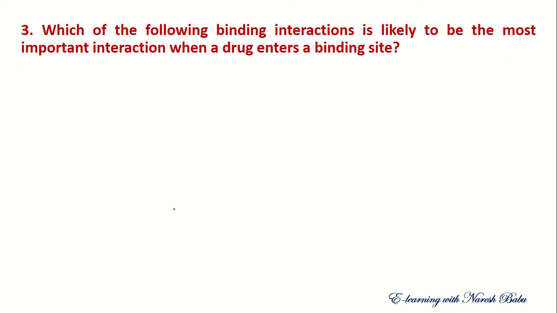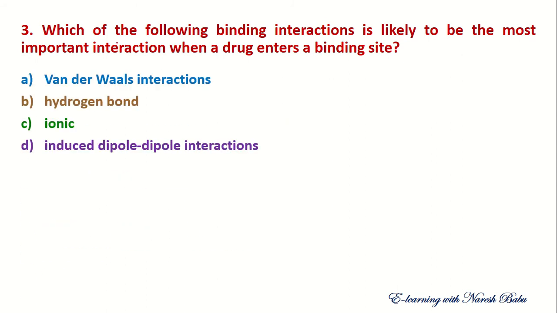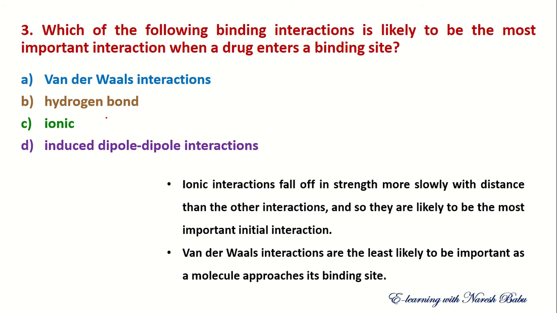Coming to the third question, which of the following binding interactions is likely to be the most important interaction when a drug enters a binding site? When a drug is entering the binding site, which is the most important interaction that forms immediately? The options are van der Waals interactions, hydrogen bond, ionic interactions, and induced dipole interactions. Among these four, which mostly forms immediately when the drug is entering the binding site?